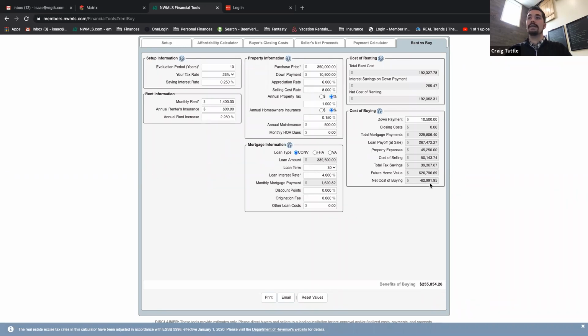Net cost of buying is $62,000 over the 10 years. So that would be the property expenses. Nope, that doesn't... See, I admit right off the bat, I'm not a huge fan of this rent versus buy calculator. The ones I've seen in the past have a graph that shows it more clearly. So this is not my favorite. Benefits of buying $255,000. I'm not sure where they're getting that number. So of all the calculators, this is the one I liked the least.